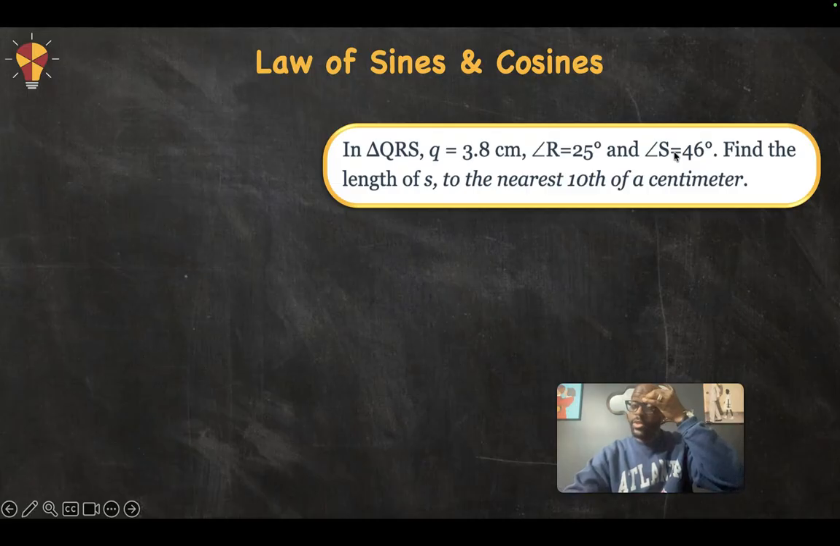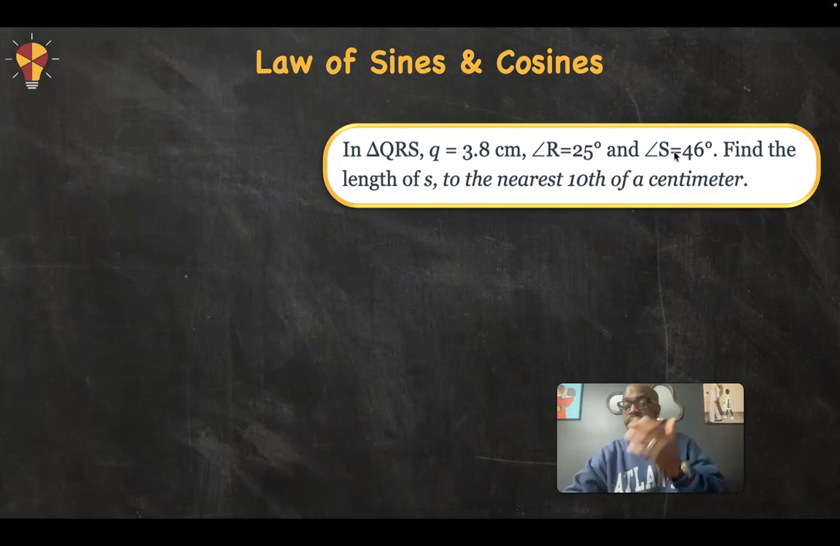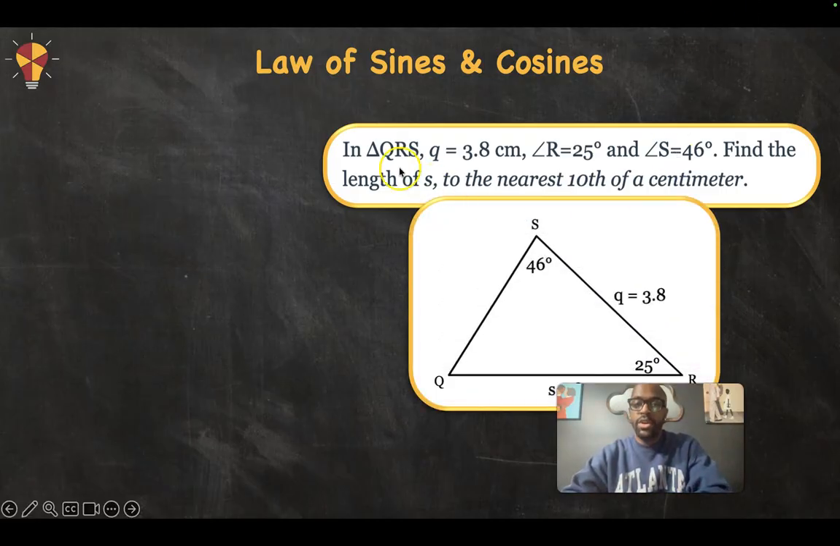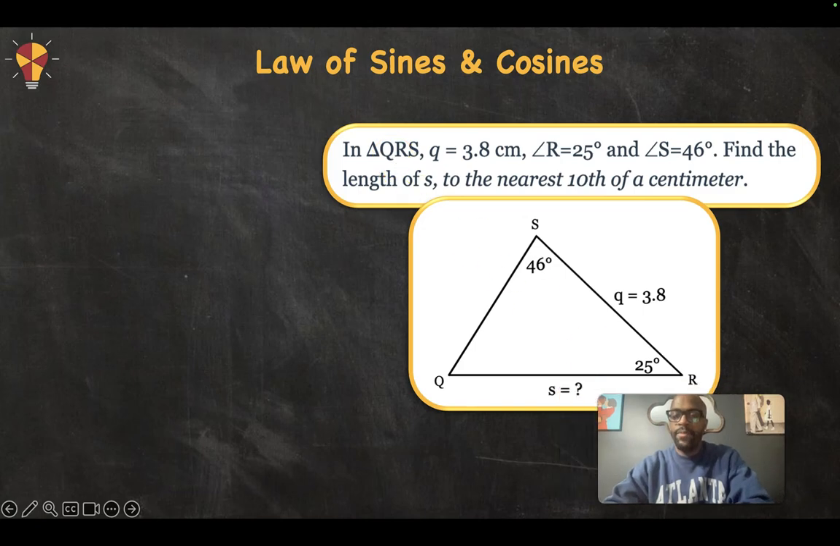A lot of times they'll give you the triangle, or it'll be drawn in a different context, but sometimes they might not. So you need to be comfortable with being able to draw it yourself. Once you do that, go ahead and draw QRS, and then label what you have.